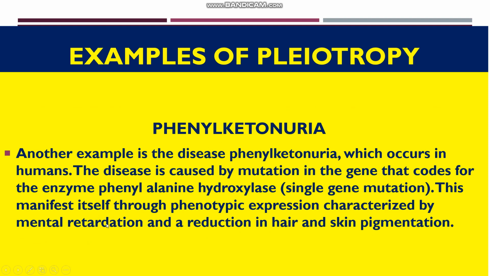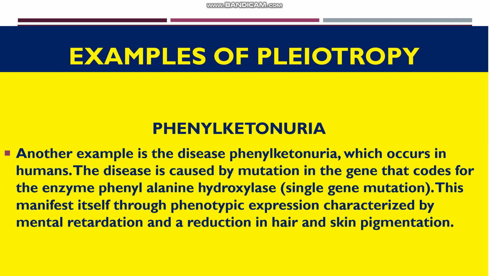Another example of pleiotropy is phenylketonuria. This is a genetic disorder and it comes under inborn error of metabolism. Inborn error of metabolism means a child is born with this disorder. It is seen at the time of birth because it is a genetic disorder.